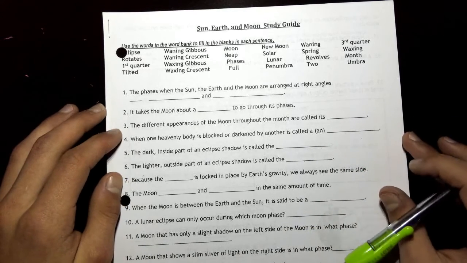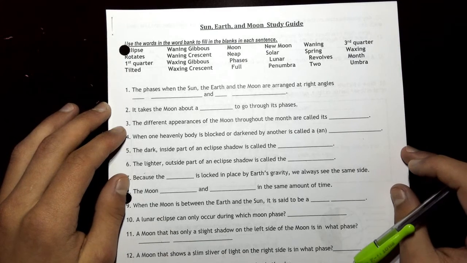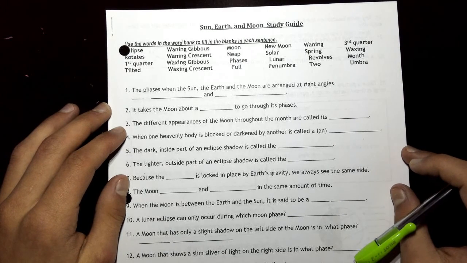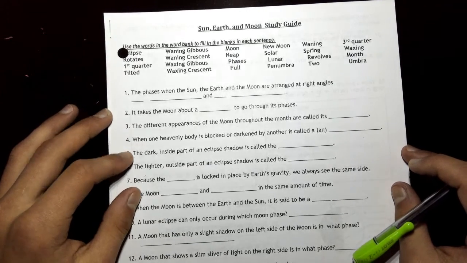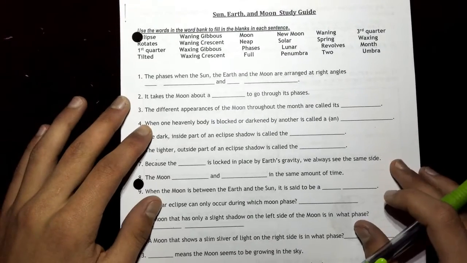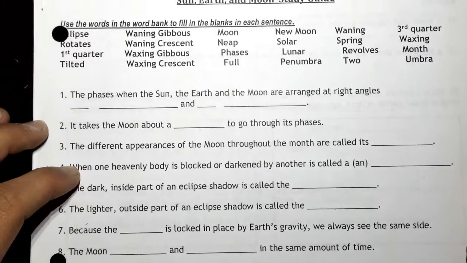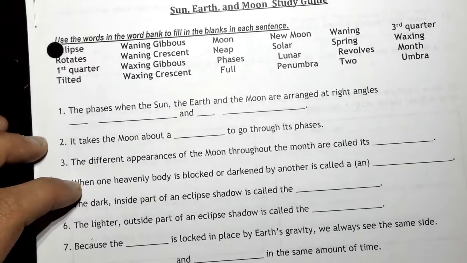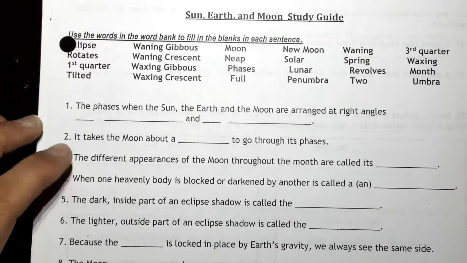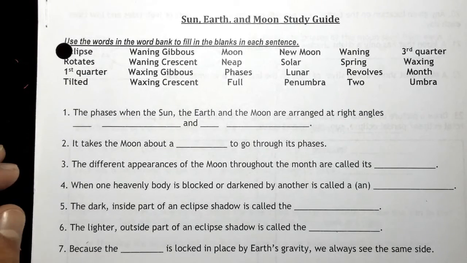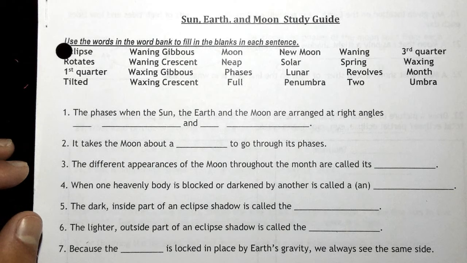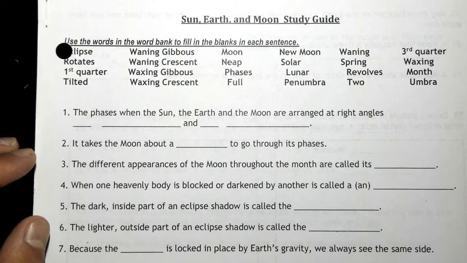Alrighty guys, so today we got the Sun, Earth, and Moon study guide, and we're going to go through this together, so let's zoom in a little bit. Alrighty, so number one, the phases when the Sun, the Earth, and the Moon are arranged at right angles.